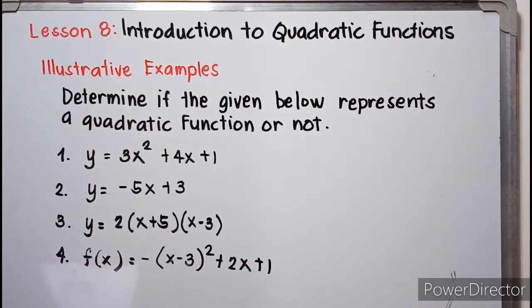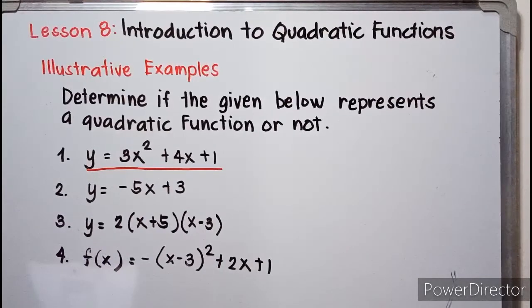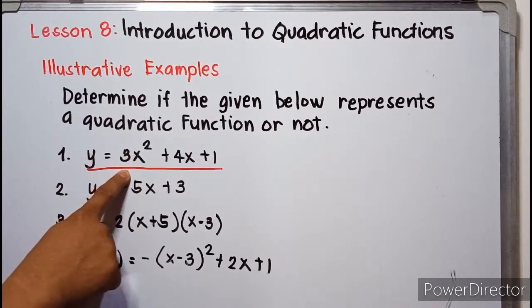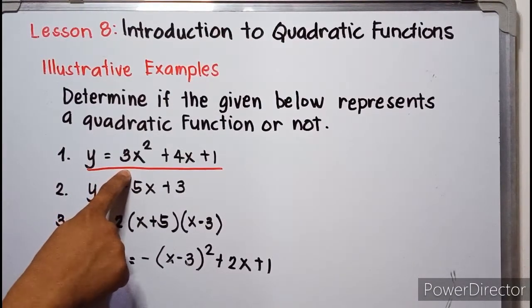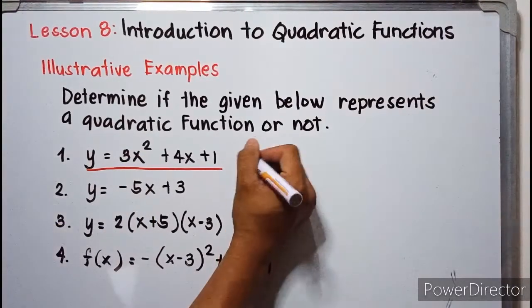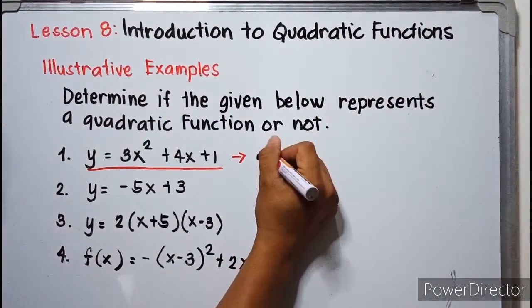Illustrative examples. Determine if the given below represents a quadratic function or not. As you can see, we have here four equations, so we are representing quadratic functions using equations. For number 1, our given is y is equal to 3x squared plus 4x plus 1. Upon inspection, our term with the highest exponent is 3x squared. Since the highest exponent is 2, number 1 is a quadratic function.